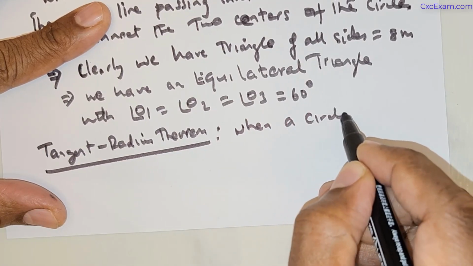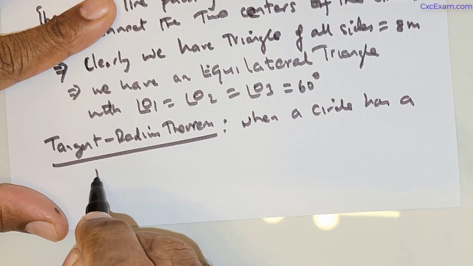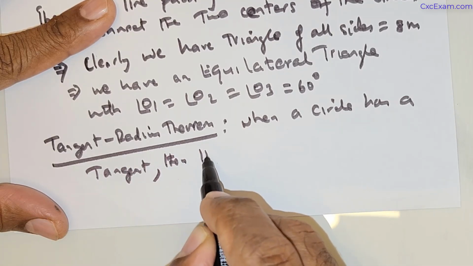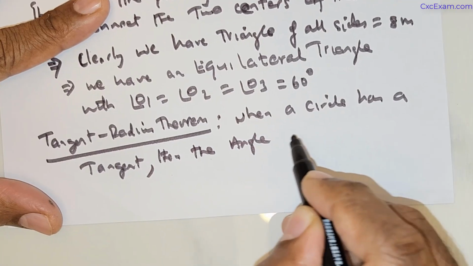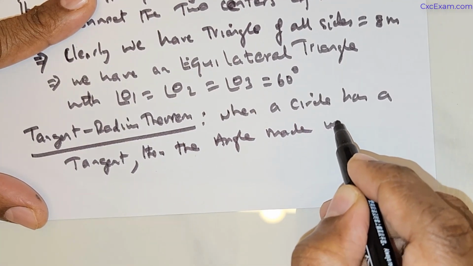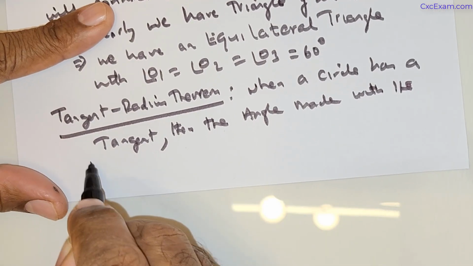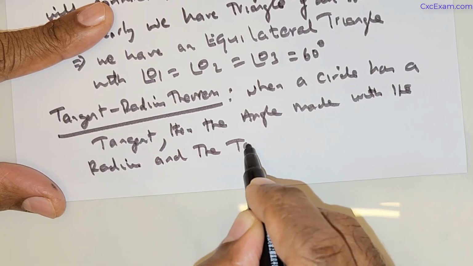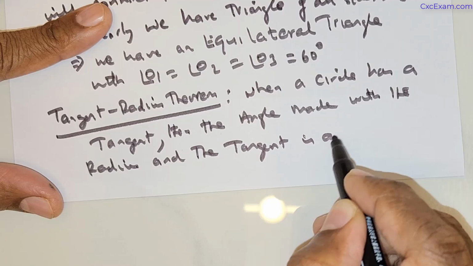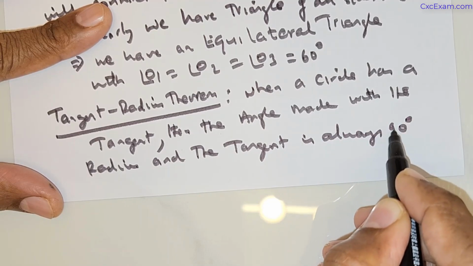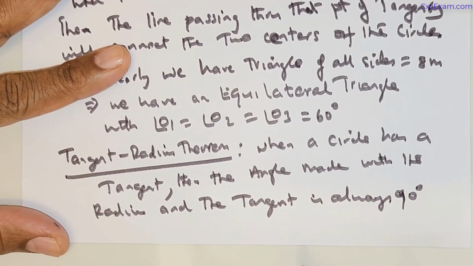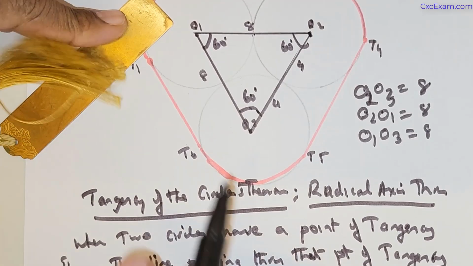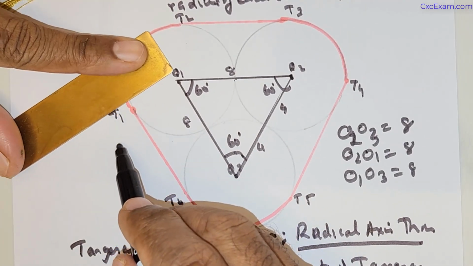When a circle has a tangent, then the angle made with the radius and the tangent is always 90 degrees. Okay, it's always what? 90 degrees. So there is a tangency at T1. This is how we started, right?